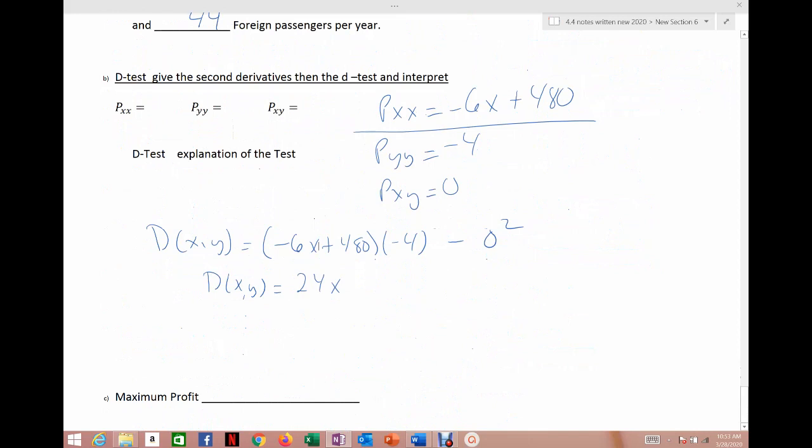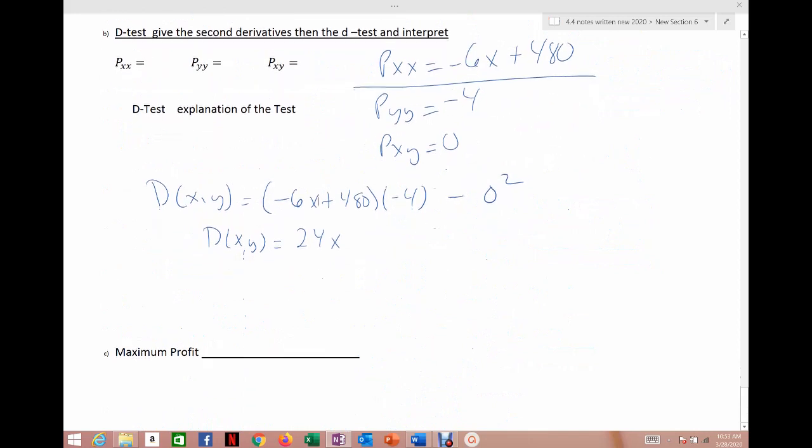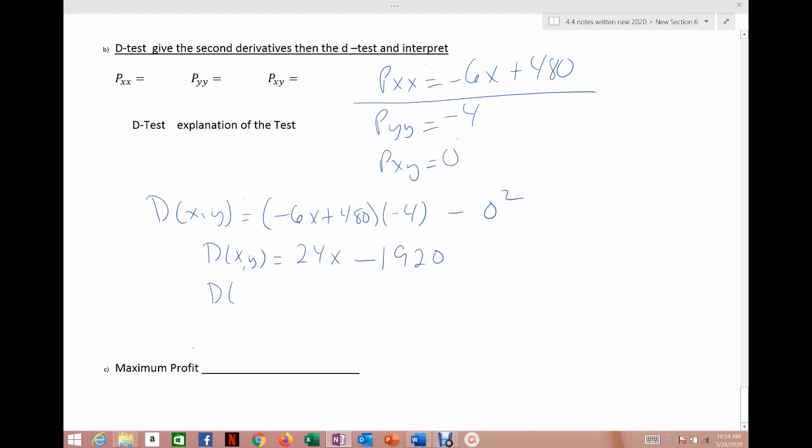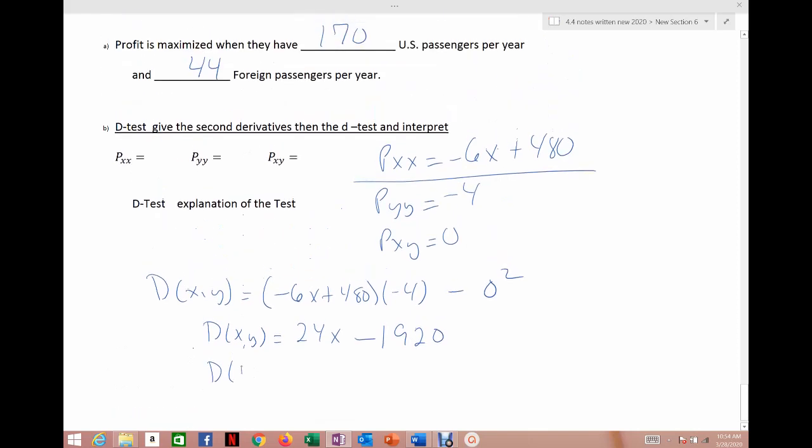Alright. 24x minus 1920, and then the 0 zeroes out. Then I do have to plug in my point. My point was 170 for x, which is really the only one I need, and 44 for y. I've got to plug my 170 in.